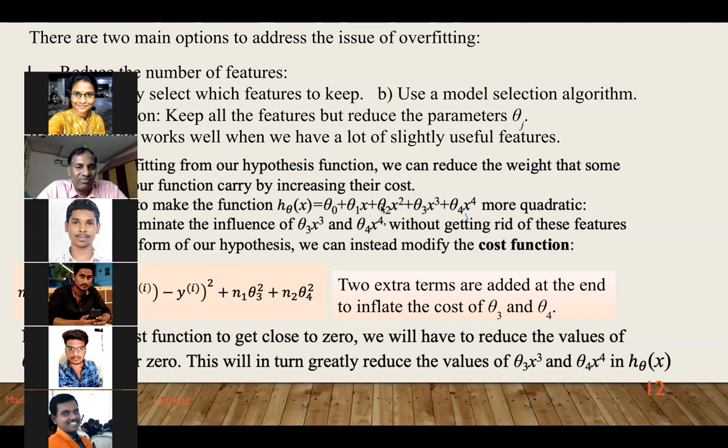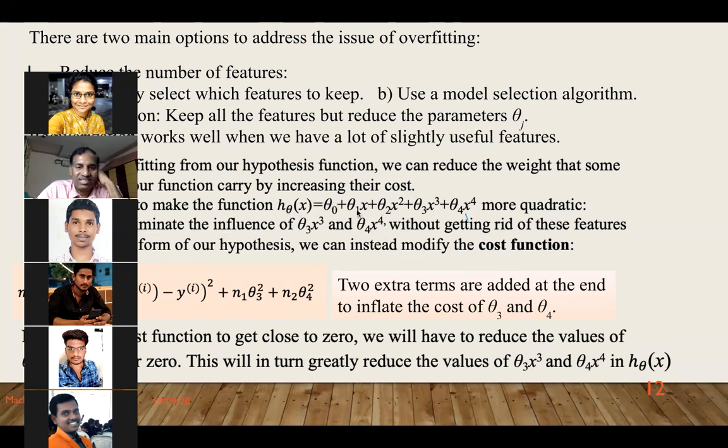Say, h theta x equal to theta naught plus theta 1 x plus theta 2 x square plus theta 3 x cube plus theta 4 x power 4. Suppose some theta is very high and the remaining thetas are very small. What will happen? This h theta x, only that term will dominate it. See, suppose theta 3 is 1000, and x equal to 1. If you take all ones and theta 3 is 1000, what value will you get?